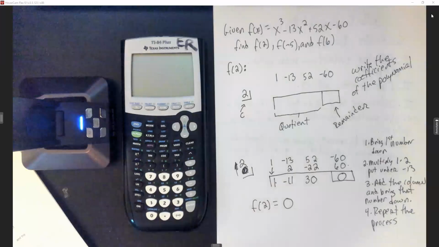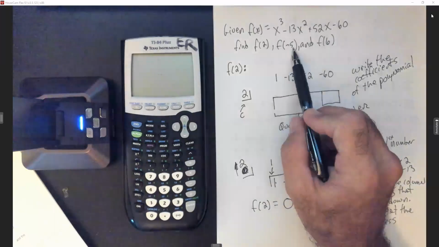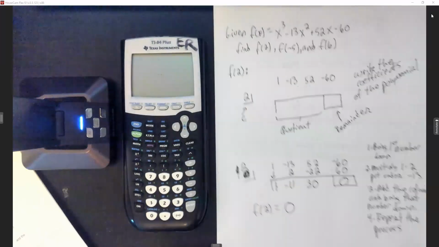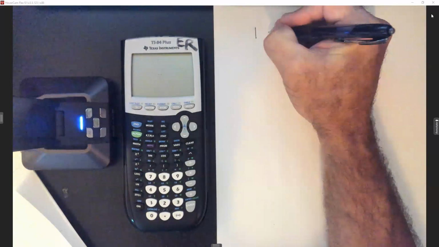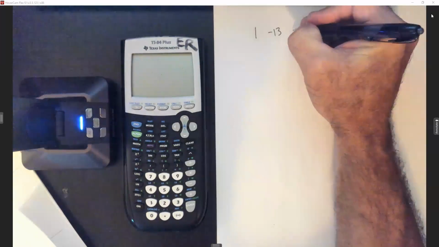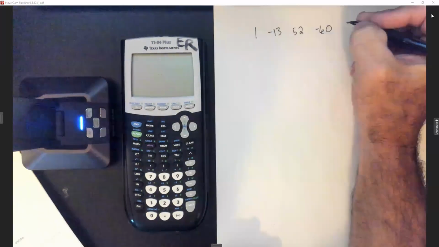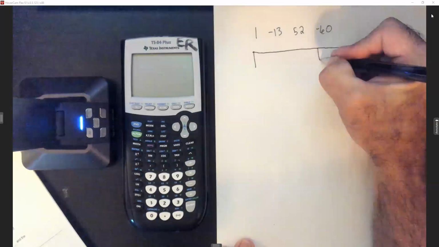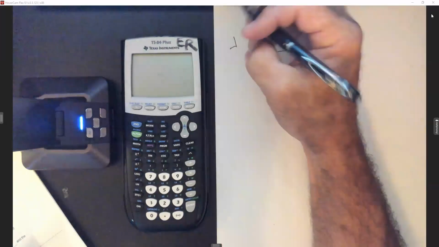So now that we know what f of 2 is, we got to find f of negative 5. So if you are good on that, I'm going to pull this paper over. I'm going to write my coefficients, which was 1, negative 13, 52, and negative 60. So let me draw my little box. And the second number I had to find was f of negative 5.